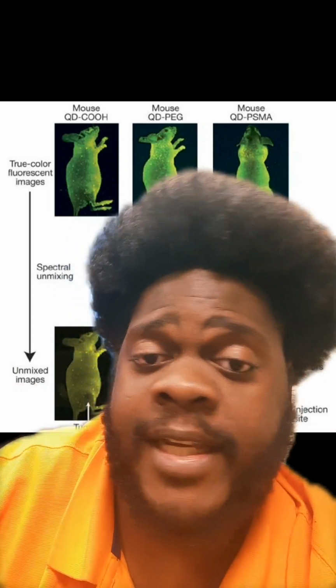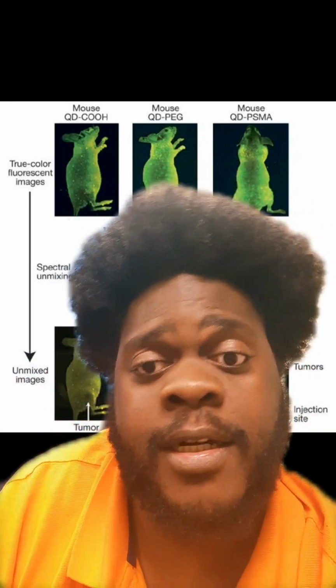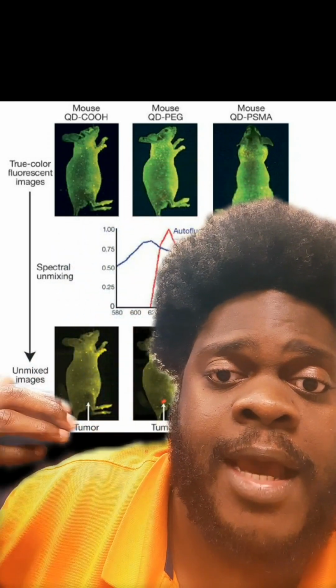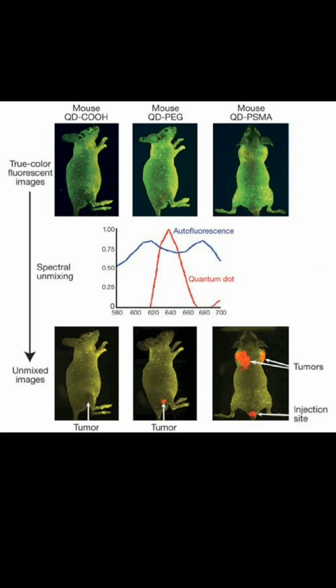Because of their really small size, they will very easily circulate inside the body. And because tumors have leaky vasculature, they can easily be taken up by tumor cells and tumor tissue, and they preferentially will build up in those tissues. And then by taking a fluorescence image, you can then find those tumors.